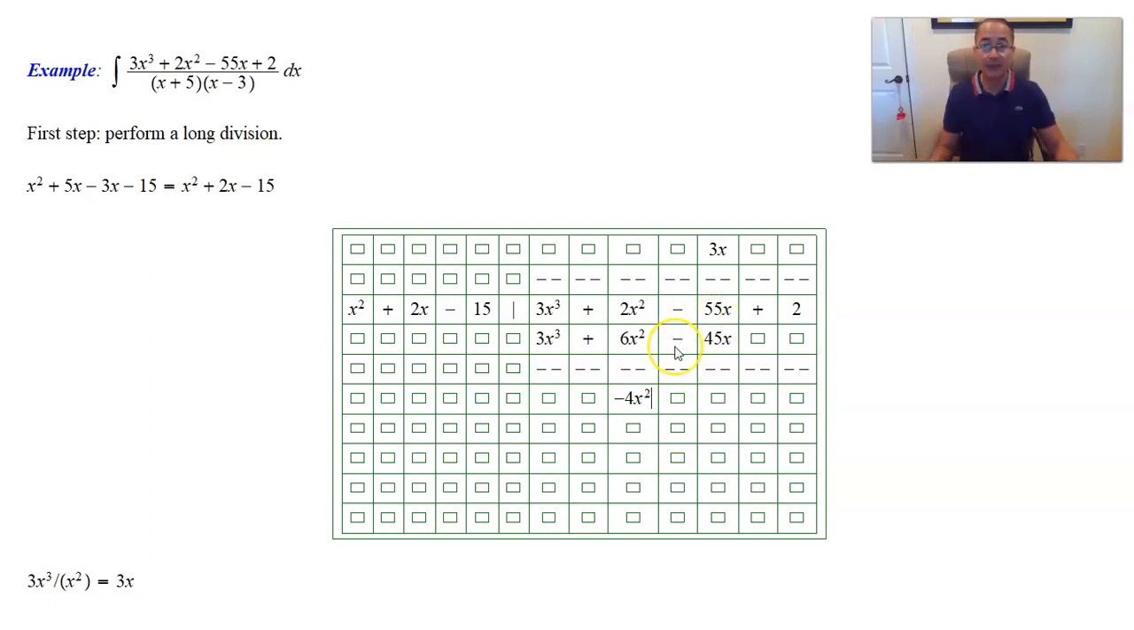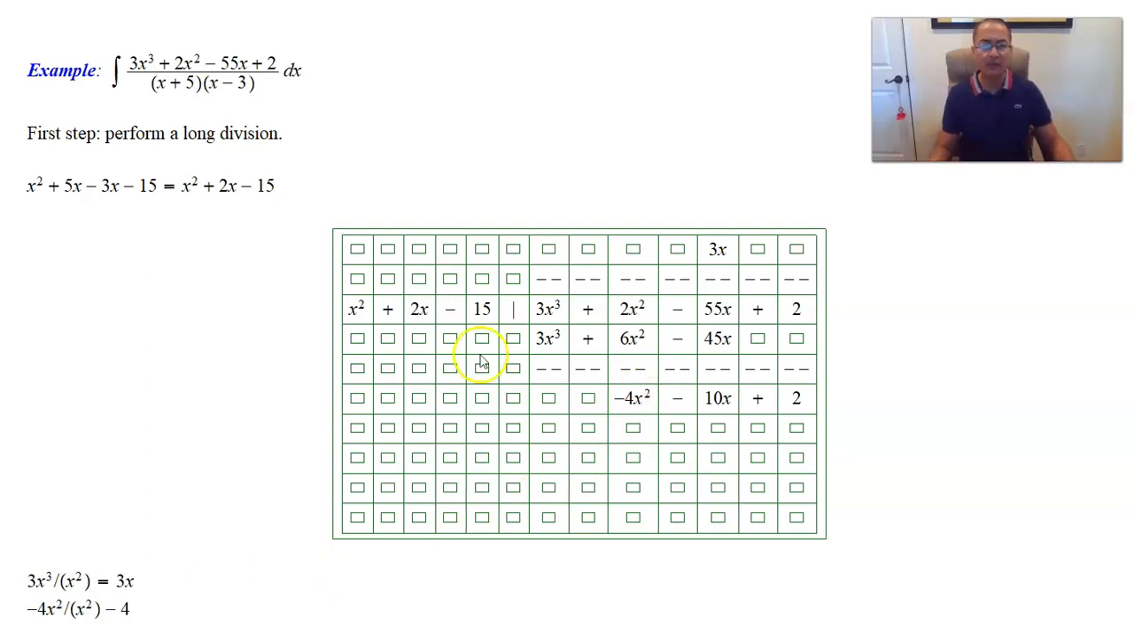Minus 55x minus plus 45x. So minus 55 plus 45 is minus 10x. Don't forget, we're going to add the next term here now, which is the plus 2. So the plus 2 will drop down to that third line in the process. Our next term in the numerator is going to be negative 4x squared divided by x squared, same as before. So we will, of course, get negative 4.